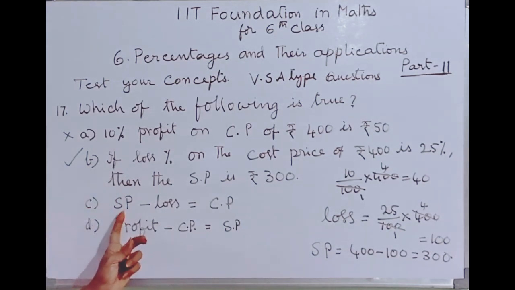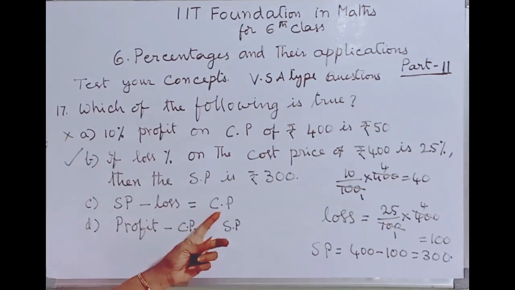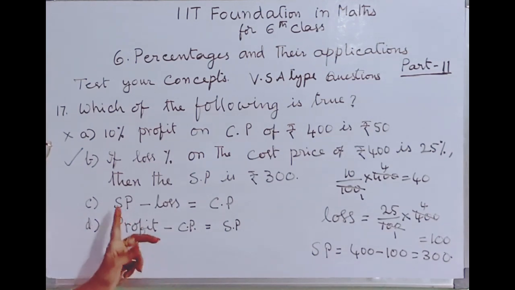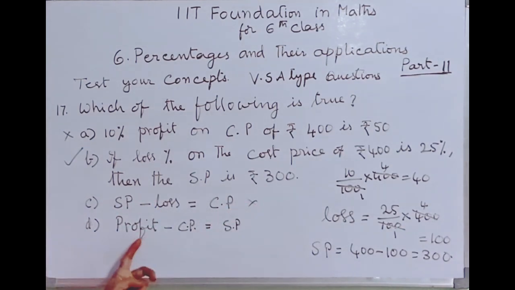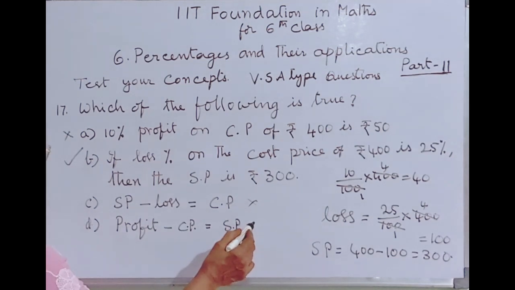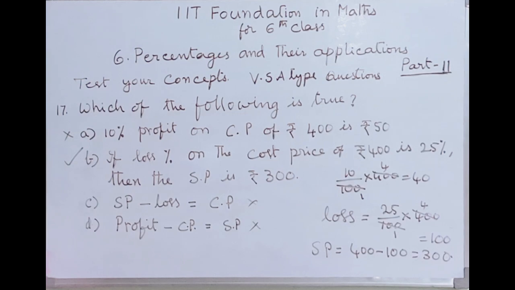Then selling price minus loss is equal to cost price. That is wrong. Selling price minus loss, this is wrong. Profit minus cost price is equal to selling price. This is absurd. So the statement B is correct.